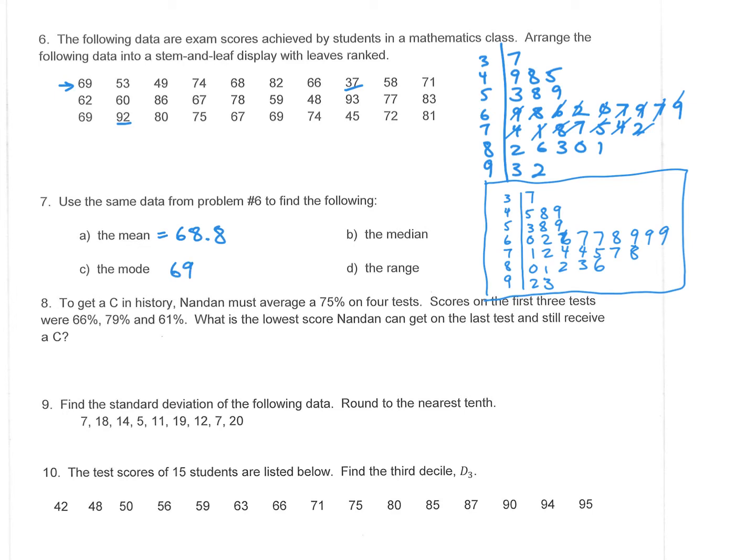To find the median, there are 30 numbers, so the median is going to be the average of the 15th and 16th numbers. So we'll have 1, 2, 3, 4, 5, 6, 7, 8, 9, 10, 11, 12, 13, 14, 15, and 16. So it's halfway between 69 and 69, so it's 69. That's the median. And then the range is the largest number, 93, minus the smallest number, 37. So 93 minus 37 is 56, our range.